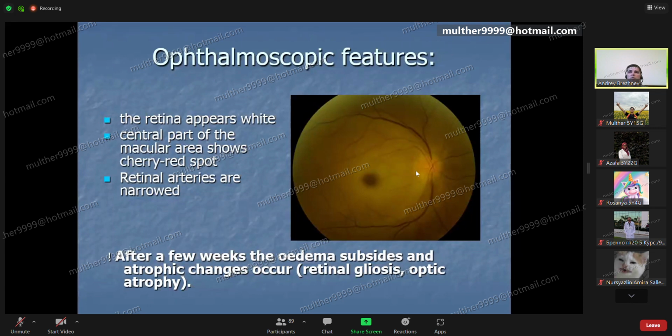Here you see these cherry red spot symptoms. The retina in this area looks whitish, cloudy whitish, and this fovea centralis, the yellow spot, looks reddish, the cherry red spot symptom.